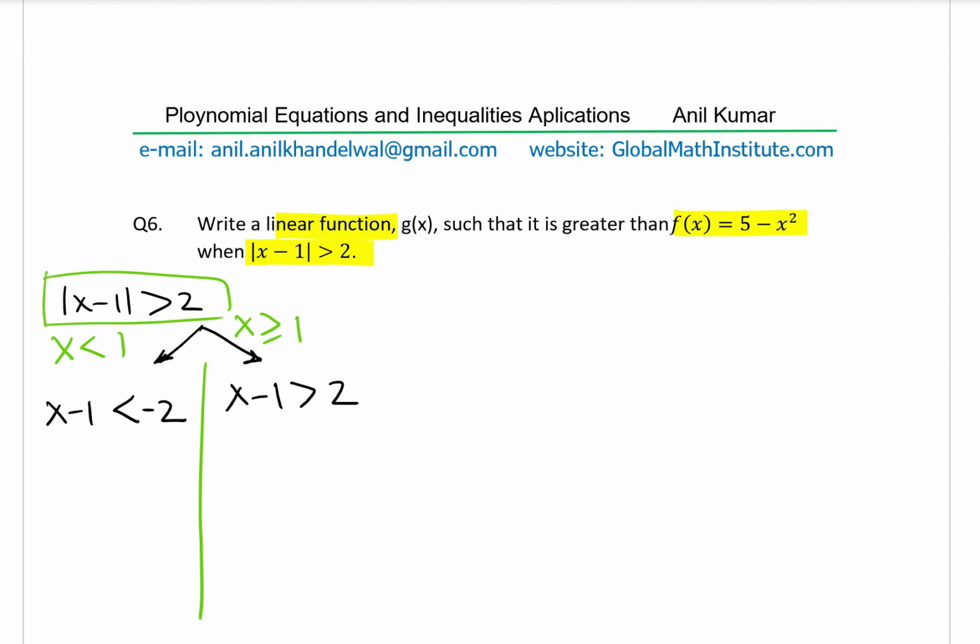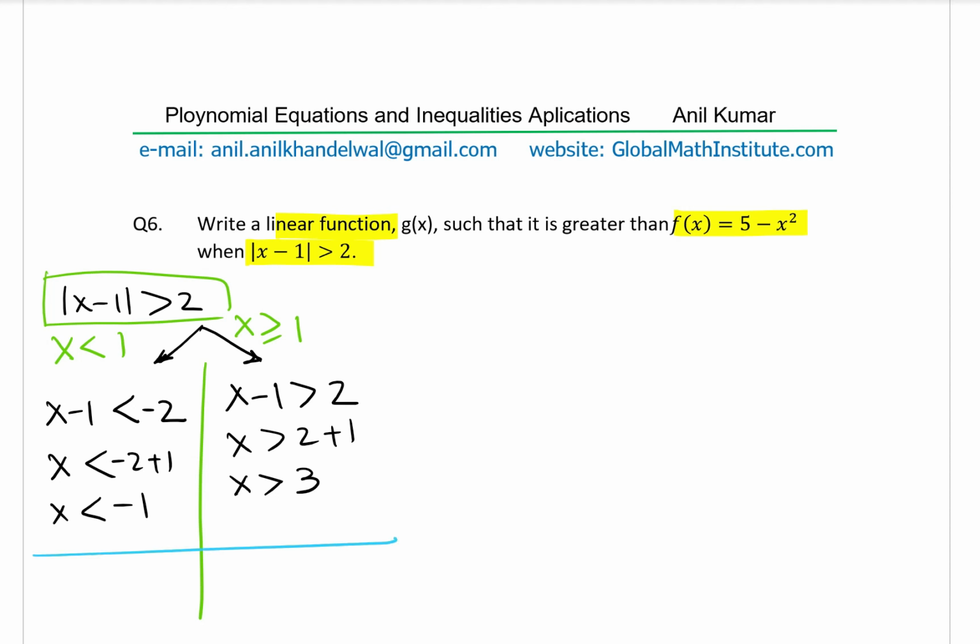So you have to rewrite the absolute function as a piecewise function to begin with. Now we can solve this to get the interval. So x is less than minus 2 plus 1, x is less than minus 1. On this side, x is greater than 2 plus 1, or x is greater than 3. So we get our interval. So basically, the interval in which we are interested is away from minus 1 and away from 3.